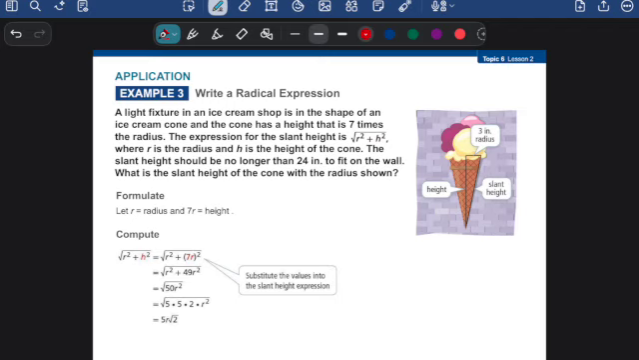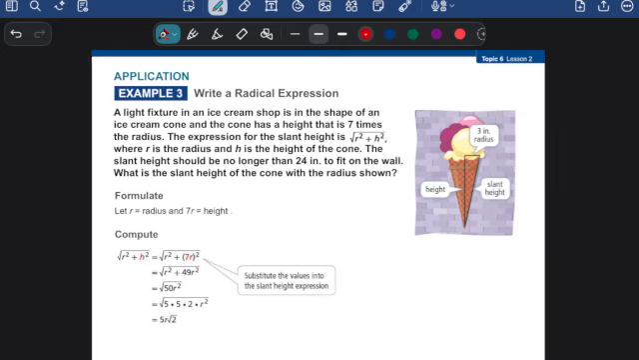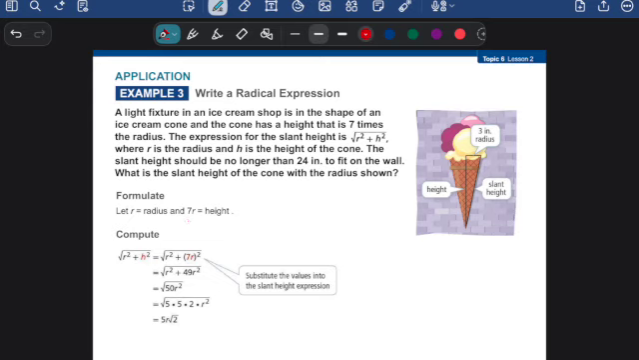Example 3, an application problem. A light fixture in an ice cream shop is in the shape of an ice cream cone, and the cone has a height that is 7 times the radius. Okay, so the height is 7 times the radius. If we say r equals the radius, then I can write height as 7r.